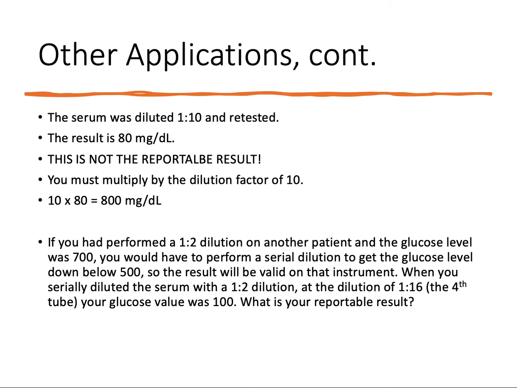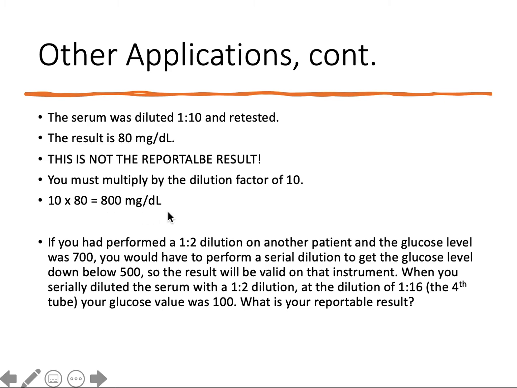So your patient's glucose is not 80, right? You have to multiply your 80 times what your dilution was, which was 10. So now you know that the 10 by 80, which is your dilution, and 80 was the result you got, is the actual value of the patient glucose.